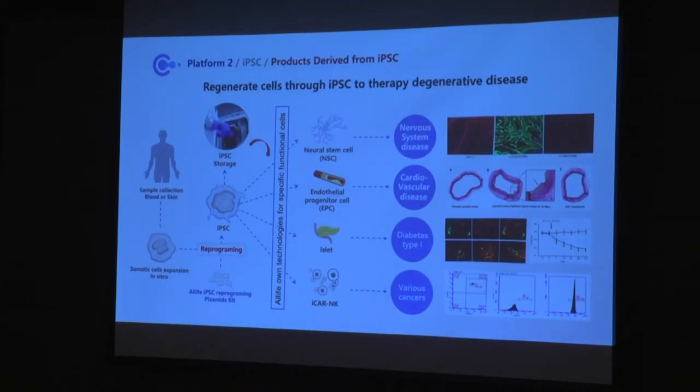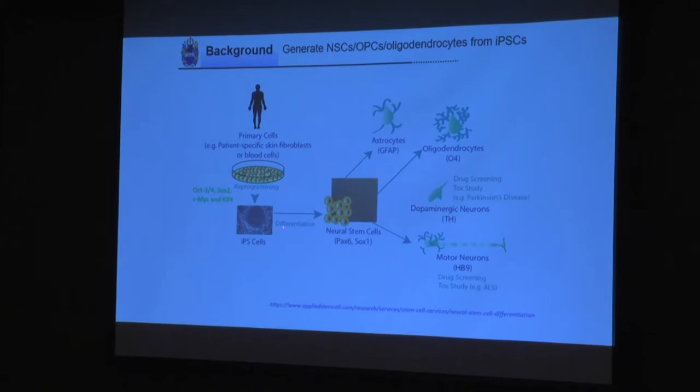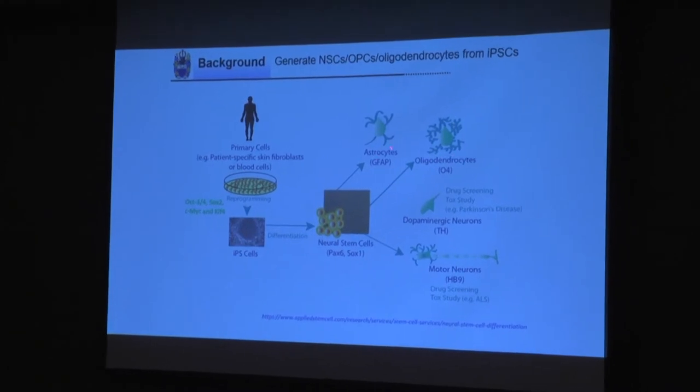And in the first section, I would like to use neural stem cells to tackle neurodegenerative disease. There are clinical trials, based on different neural stem cells obtained from humans, and at the moment they are in phase one, phase two, and so on. Basically, using the neural stem cell, we can differentiate it into dopamine progenitor cells, which treat Parkinson's disease, oligodendrocytes, which can treat MS, and astrocytes, which treat ALS.